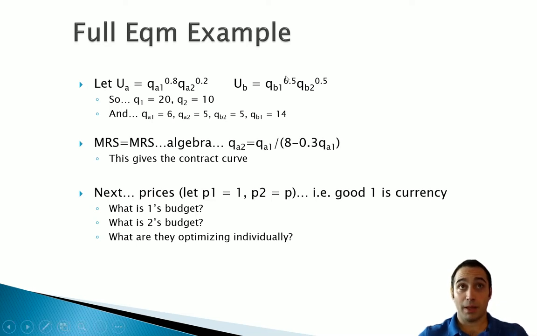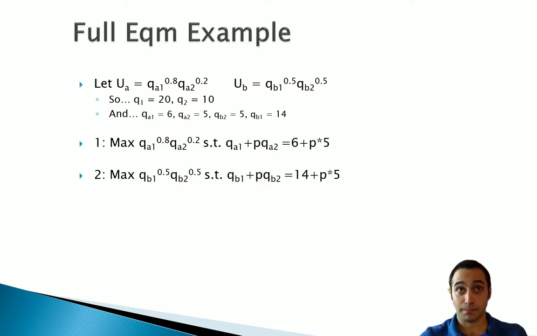Hopefully you note that player 1 has 6 of good 1 plus 5 of good 2. The value of that must be 6 times the value of good 1, which is 1, plus 5 times the value of good 2, which is 5 times P. Therefore, no matter what player 1 buys, it better total 6 plus 5P. Similarly, player 2 better not exchange for any more goods than is valued by 5 plus 14P.